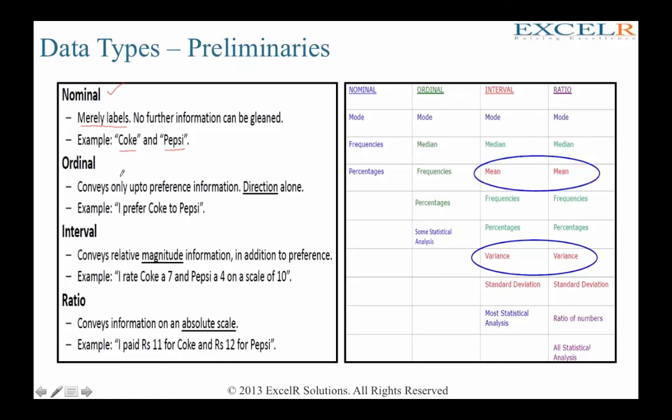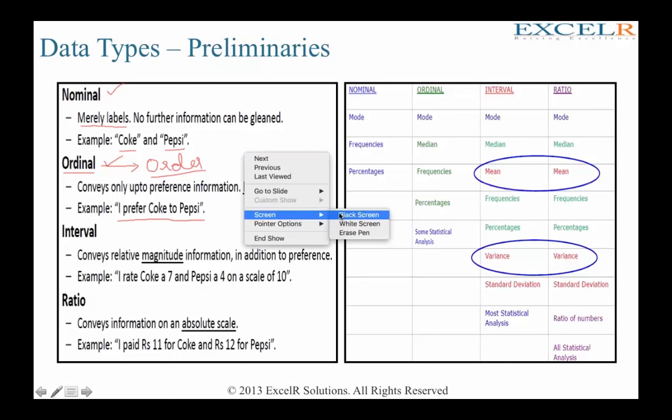However, if I move on to ordinal data, this name ordinal is coming from order. It conveys your preference. It explains the direction. So if you say I prefer Coke to Pepsi, I'm getting some more information as opposed to nominal data. And that extra information is that you prefer Coke to Pepsi. So you like Coke more than Pepsi. This is the order that you're coming to know.